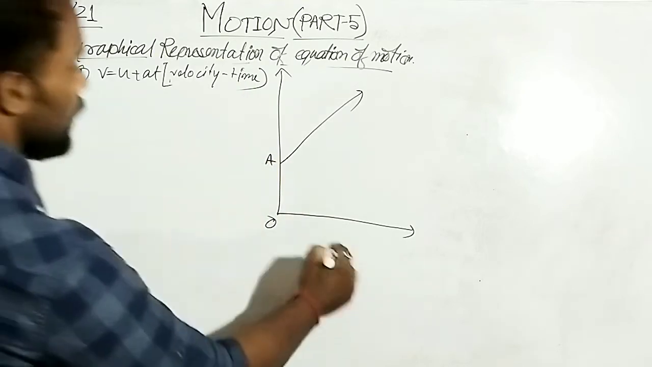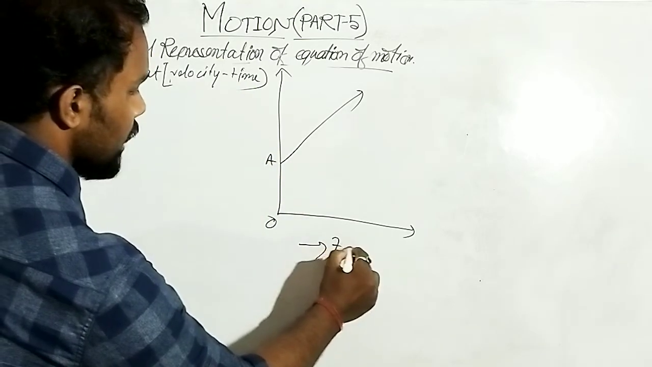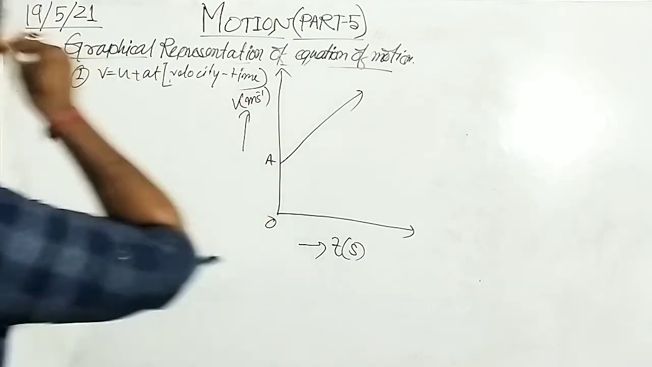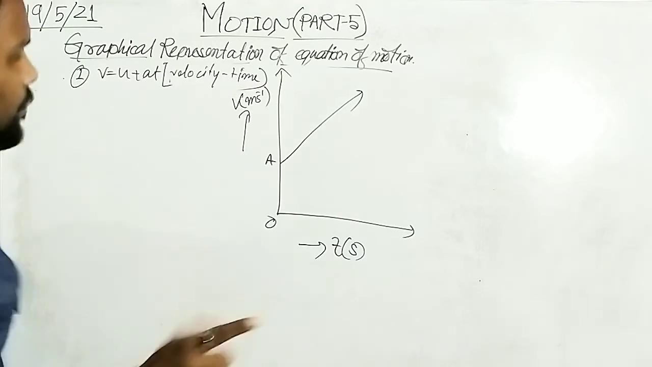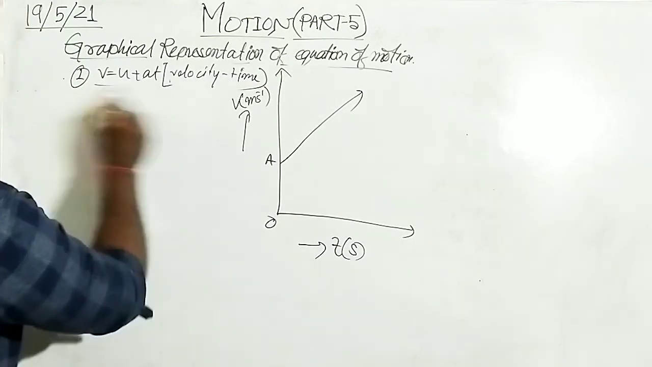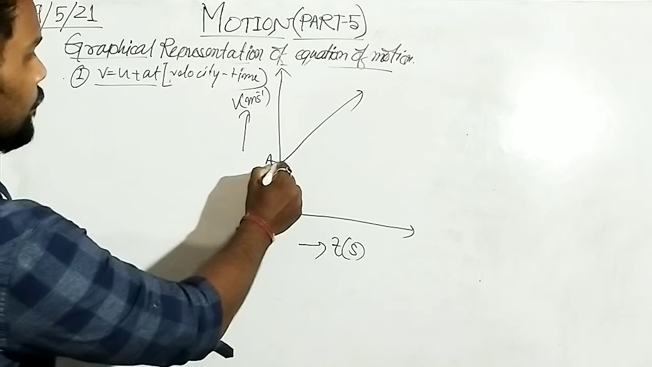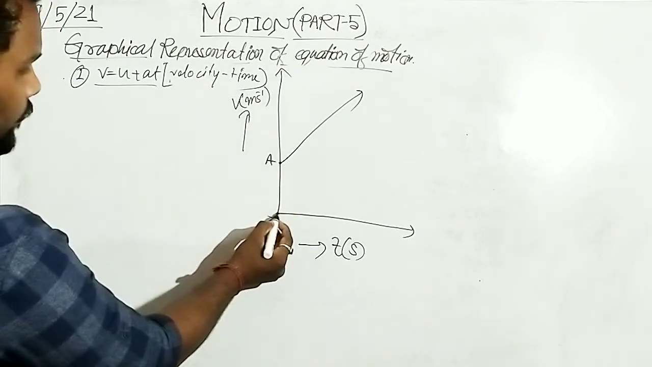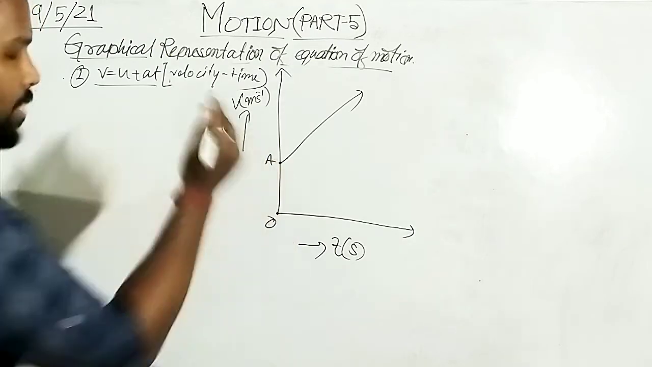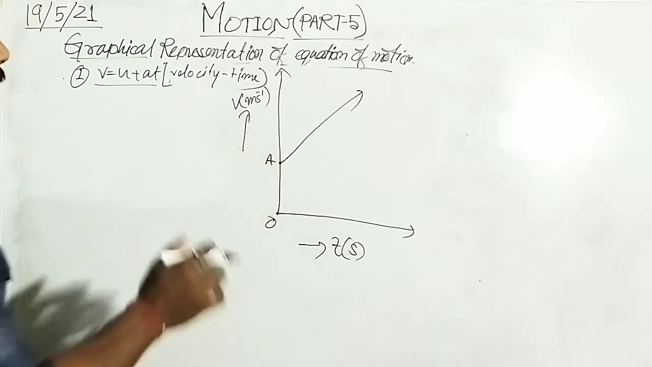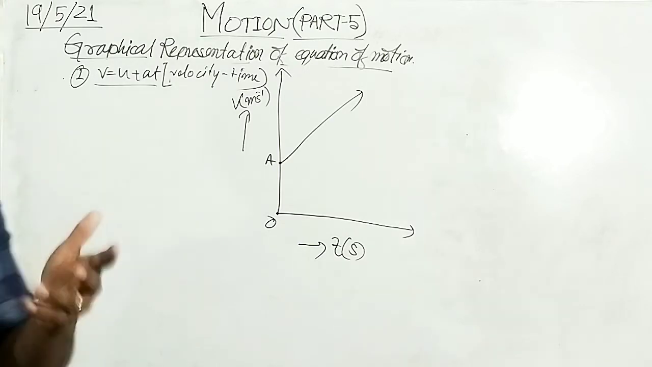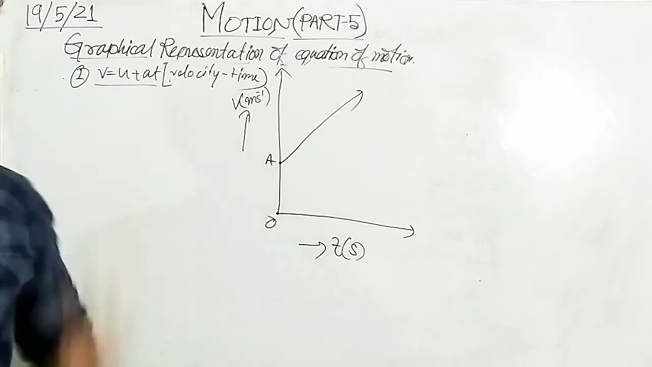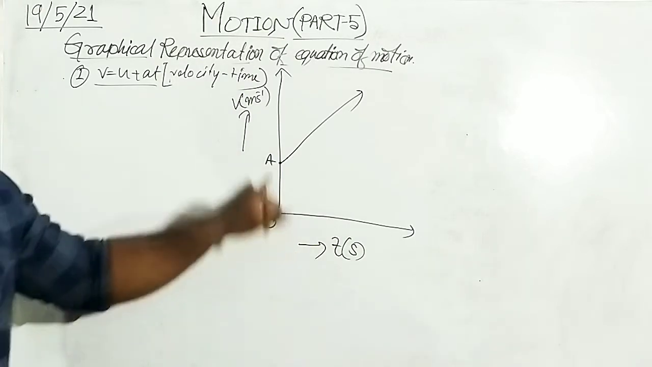What does this graph actually mean? Here it is time in seconds, and here it is the velocity in meters per second. In this graph, we are not going to put any values. We just need to prove something. So this is the point, and what this point means is that at 0 second it has some velocity. That means from the point where we have started considering the time, it is already in motion. That means at 0 second, it is in motion.